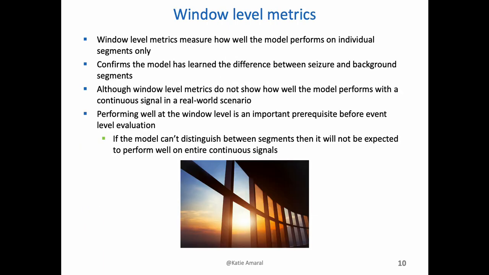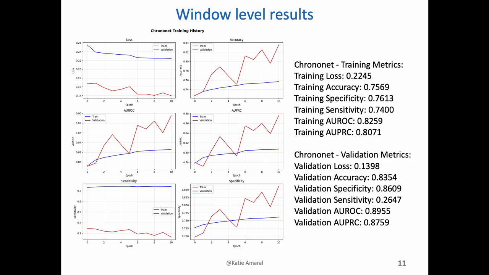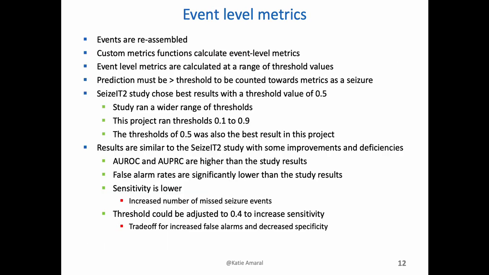Window-level metrics measure how well the model performs on the individual segments only. Performing well at this stage is an important starting point, but this will not show how well the model will be able to detect seizures within a continuous EEG signal. Most of the window level metrics look acceptable, although sensitivity has a large training and validation gap. Event level metrics will provide additional insight.